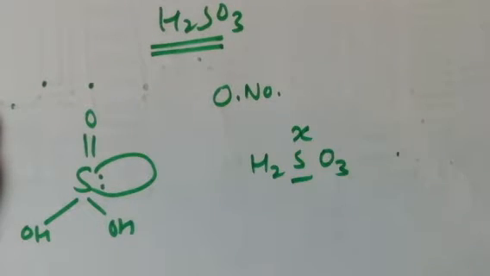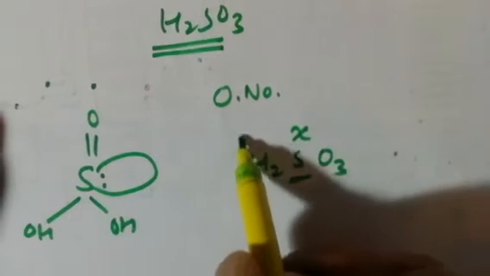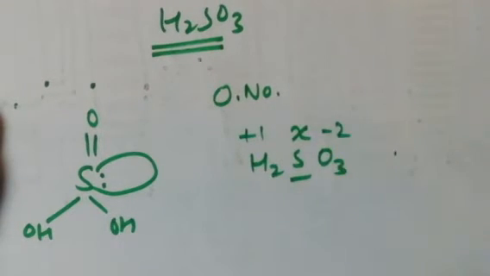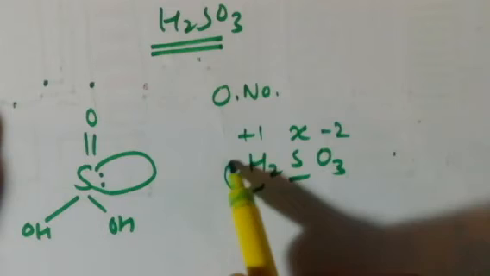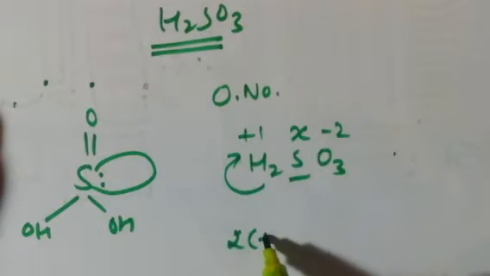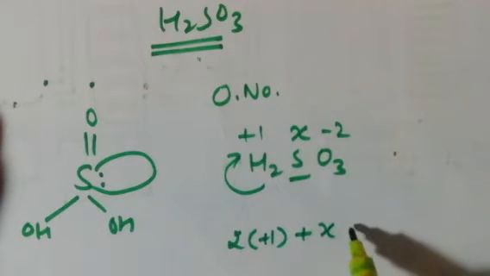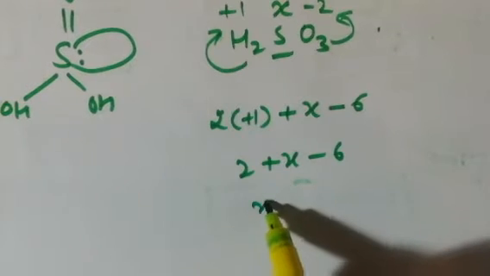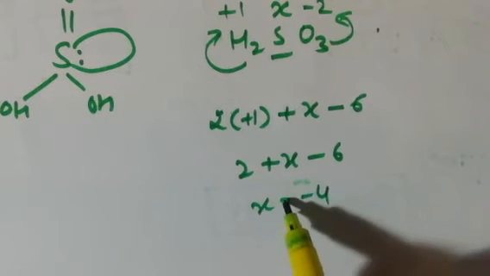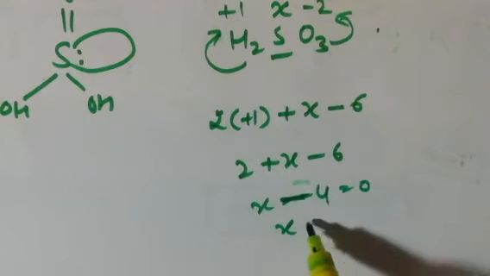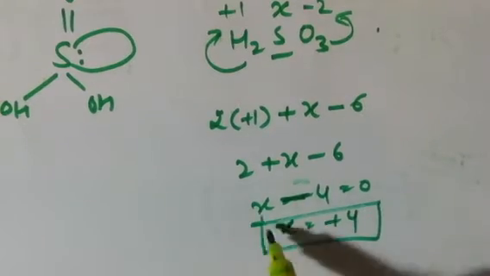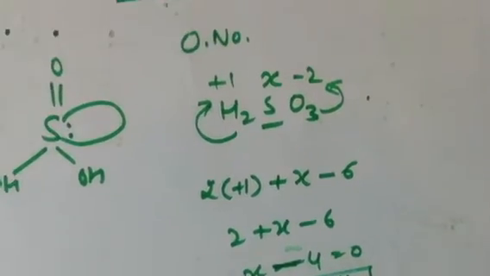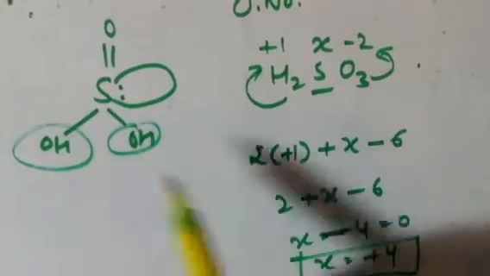For whose oxidation number you are calculating, we need to underline that. Hydrogen's oxidation number is +1, oxygen's oxidation number is -2. So we calculate: 2 multiplied by +1 plus x minus 3 times 2, which is 6. So 2 plus x minus 6 equals 0, x minus 4 equals 0, and x is equal to +4. It means its oxidation number is +4. And it is dibasic because 2 hydroxide groups are there.